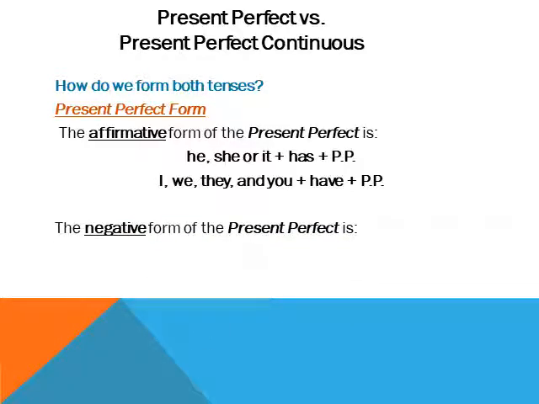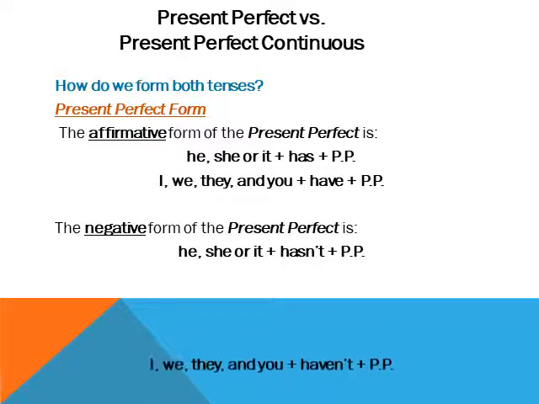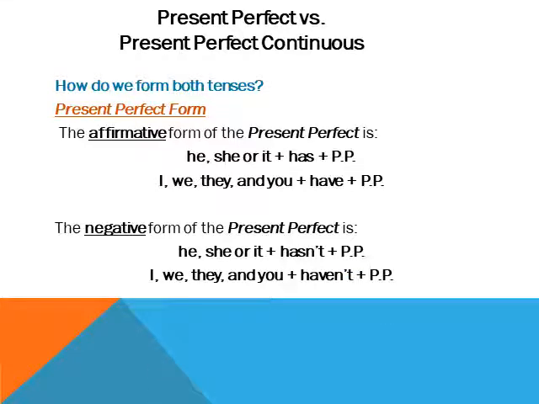Now moving to the negative form of the present perfect. How do we form a negative sentence using the present perfect? As we said before, we use has plus the PP with he, she, or it, or any singular pronoun. Here we use hasn't plus the PP form of the verb with he, she, or it. And we use haven't plus the PP form of the verb with I, we, you, and they.